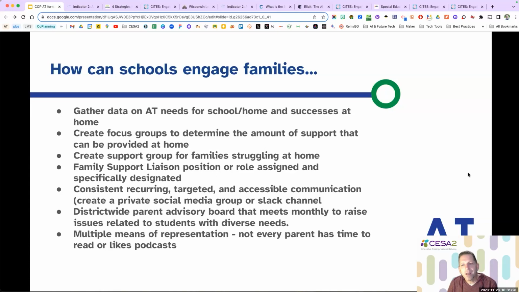Does anyone in our chat, or anyone who wants to unmute, want to share a story where a student, for whatever reason, just wasn't going to use the assistive technology found for them? Feel free to drop it in the chat or unmute and share with the group.